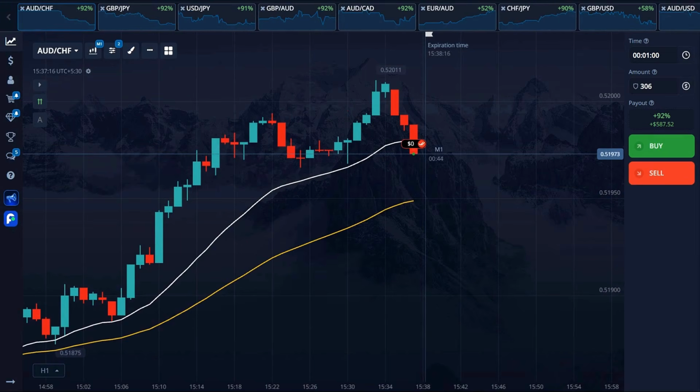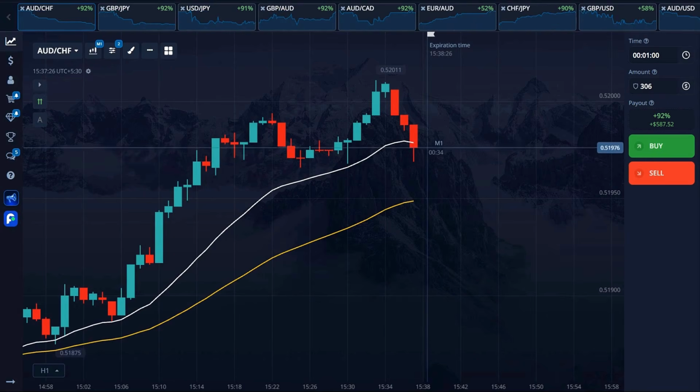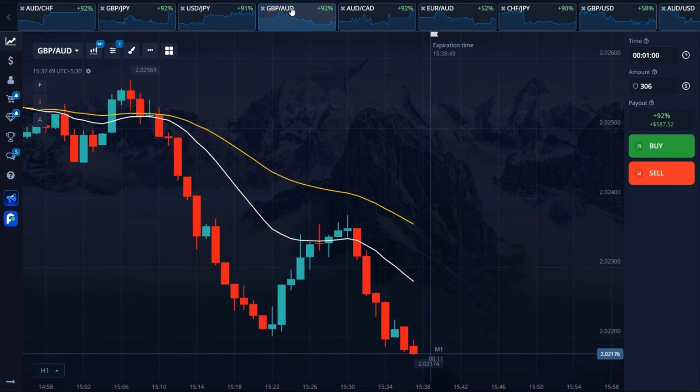GBP JPY respected the structure perfectly. AUD CHF was in an uptrend, but the 15:35 wick didn't get strong follow-through. The market pulled down further instead of giving an immediate continuation candle. Because momentum slowed, this trade closed in loss.